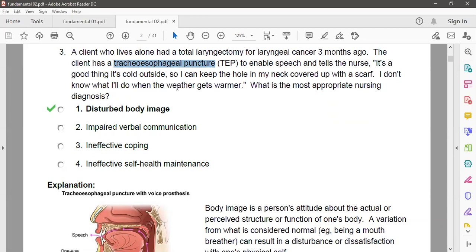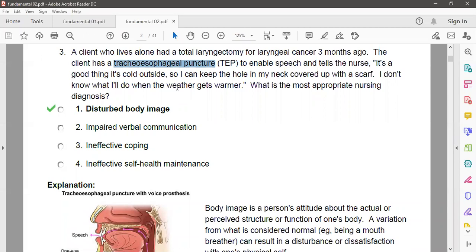So they are thinking, now it is okay, it is cold, I can cover it with a cuff or any cloth, but in warmer weather, what will I do? So the patient is worried about his fashion, or you can say the outlook, the appearance, right? Outlook or appearance, I said. So what is the diagnosis, or what are we talking about?